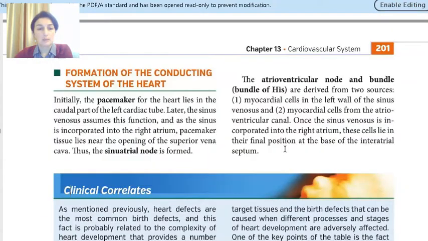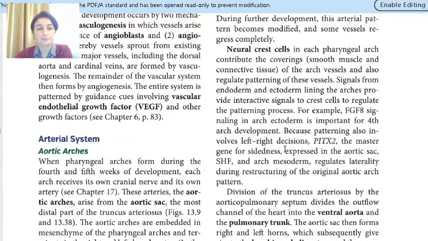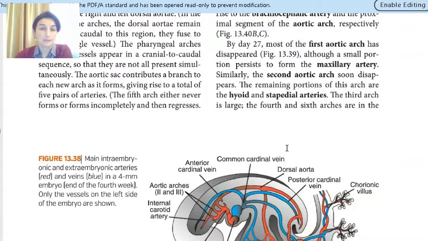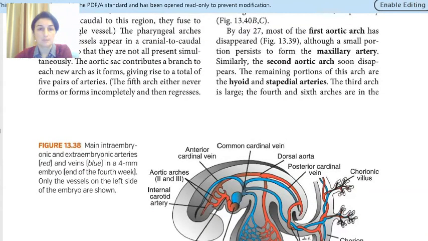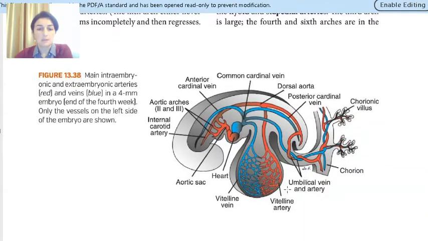Now we are coming to the arterial system, to the vascular system. In the vascular system, here is the heart that we have in the embryo, and so we can see the development of the vascular system in the embryo. Here we have the yolk sac, the embryo body, and a heart tube which has the sinus venosus and the heart itself.